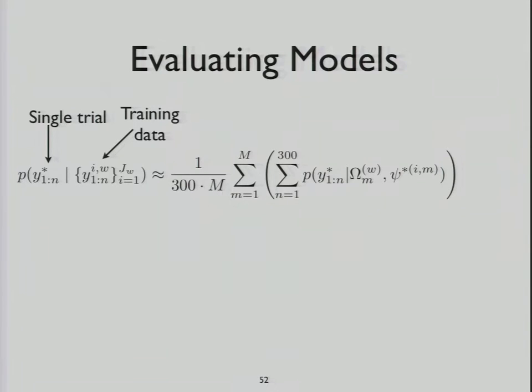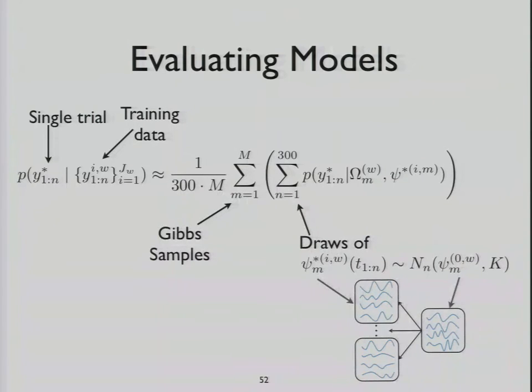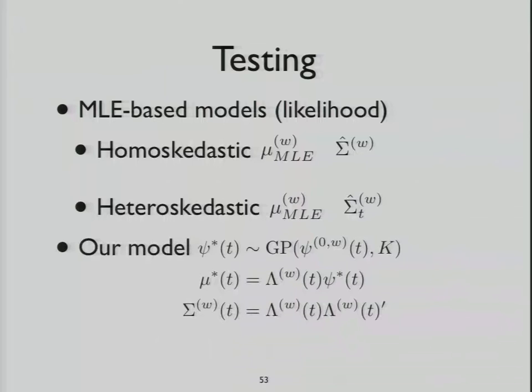So what we're going to do is use the Gibbs samples that come from our Gibbs sampling later in the chain once we've converged. And for each one of the parameters that was sampled for that iteration, we're going to draw a child latent process psi star that's centered around the parent latent process that was sampled for that iteration, and evaluate the probability of our new single trial given that parameterization.